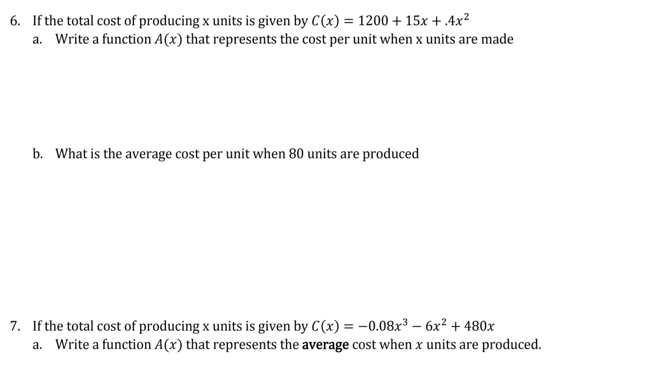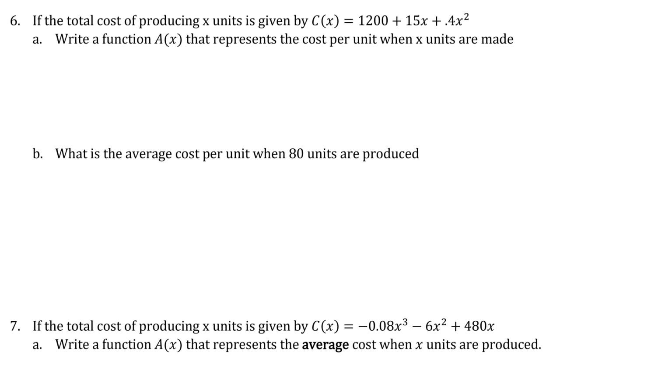Hey everyone, so in this video we're going to look at some more examples of applications of functions. So number 6, if the total cost of producing x units is given by c of x equals 1200 plus 15x plus 0.4x squared, then part A, write a function a of x that represents the cost per unit when x units are made.